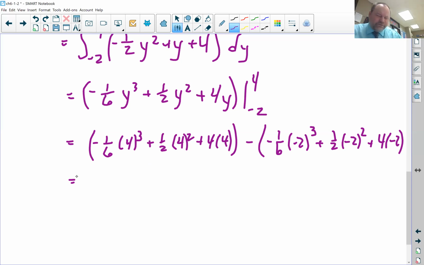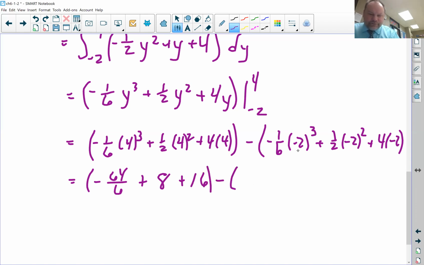4 cubed is 64 times -1/6. I'm just going to write that as -64 over 6. And I'll reduce things if I need to. 4 squared is 16 times 1/2. That's pretty easy. -2 cubed is -8 times -1/6 is +8/6. Half of 4 is 2.